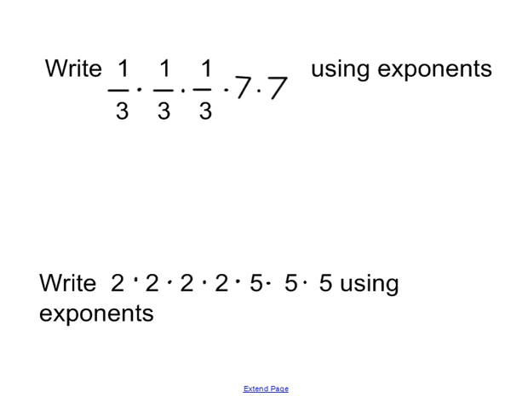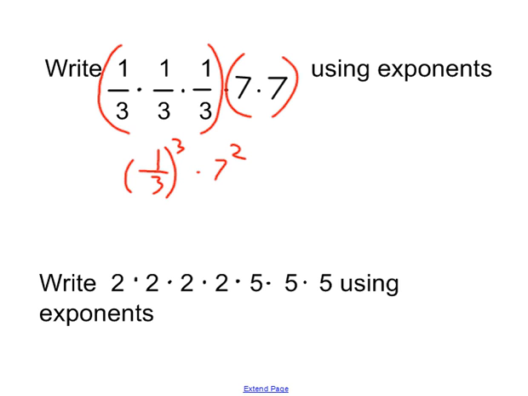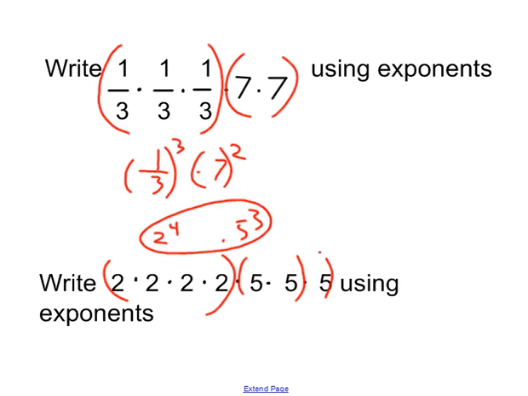All right, let's do a little bit of practicing here. If I've got 1/3 times 1/3 times 1/3 times 7 times 7, I'm going to group some like terms together. I've got 1/3 times itself 3 times, so that's 1/3 to the third power times 7 to the second power. Looking at this problem, I'm going to again group like terms together. I've got 2 times 2 times 2 times 2, that's 2 to the fourth, times 5 times 5 times 5, would be 5 to the third. So 2 to the fourth times 5 to the third.